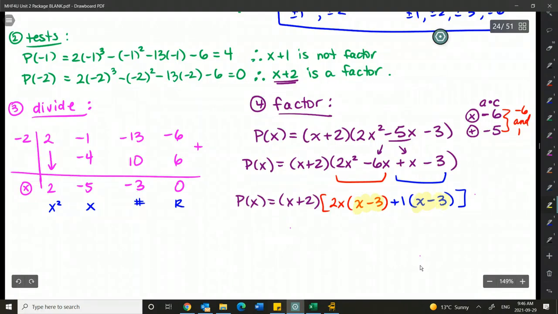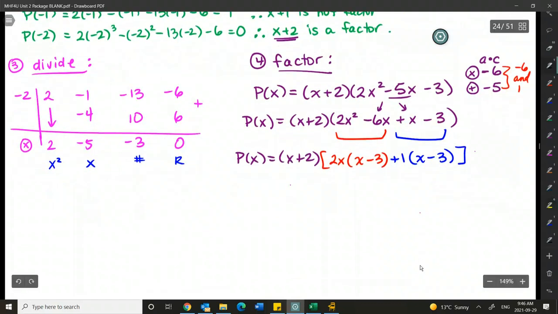Because these are the same. If I don't get two of the same brackets, something went wrong somewhere, or it's not factorable. That's possible, could not be factorable. And we will do our final step here, take out the x minus 3. We will be left with 2x plus 1 in the last bracket.